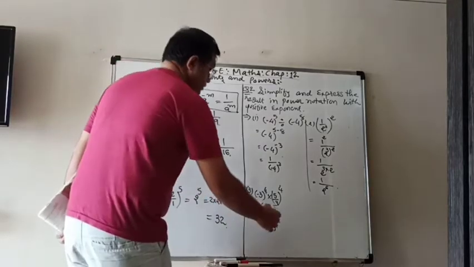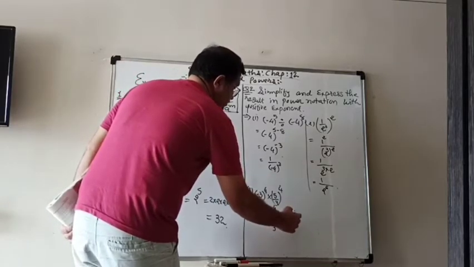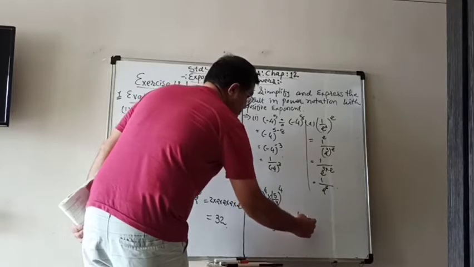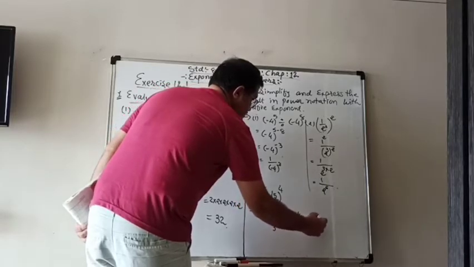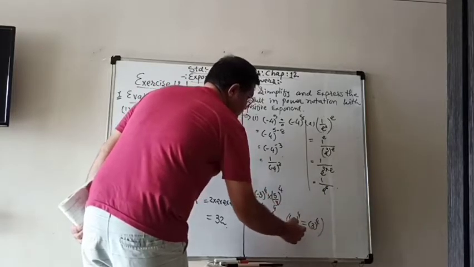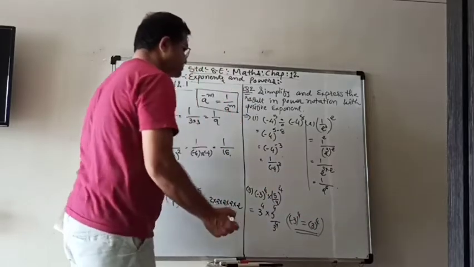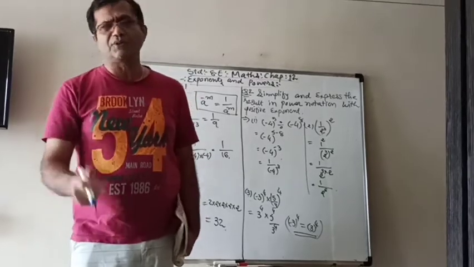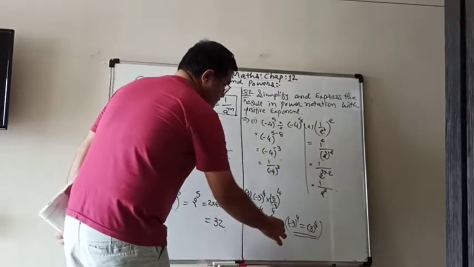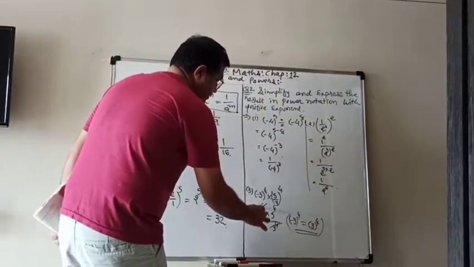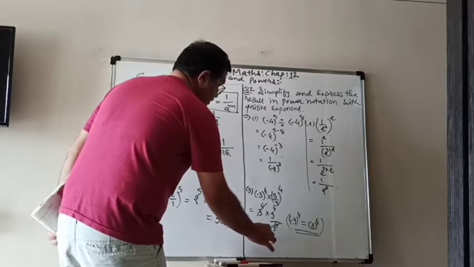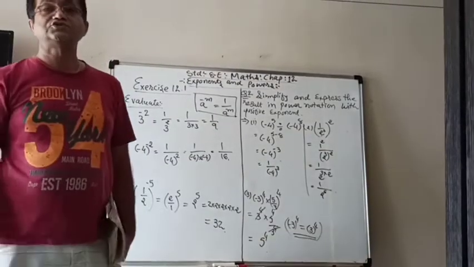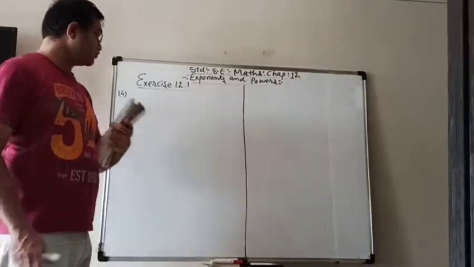Here you have to write down in the bracket that minus 3 raised to 4 is equal to 3 raised to 4, because even power is there, so answer will be positive. Now here you can directly cancel that 3 raised to 4 also, so your final answer is 5 raised to 4.